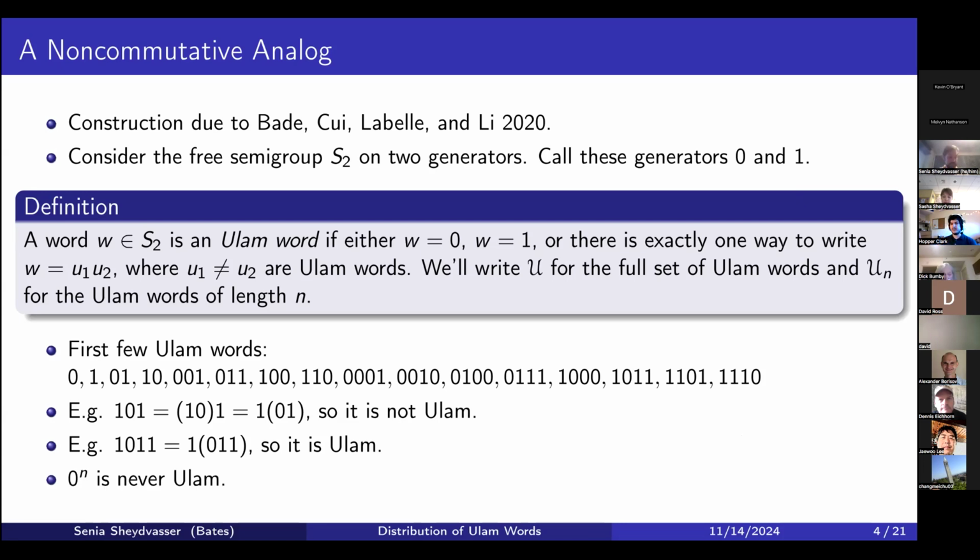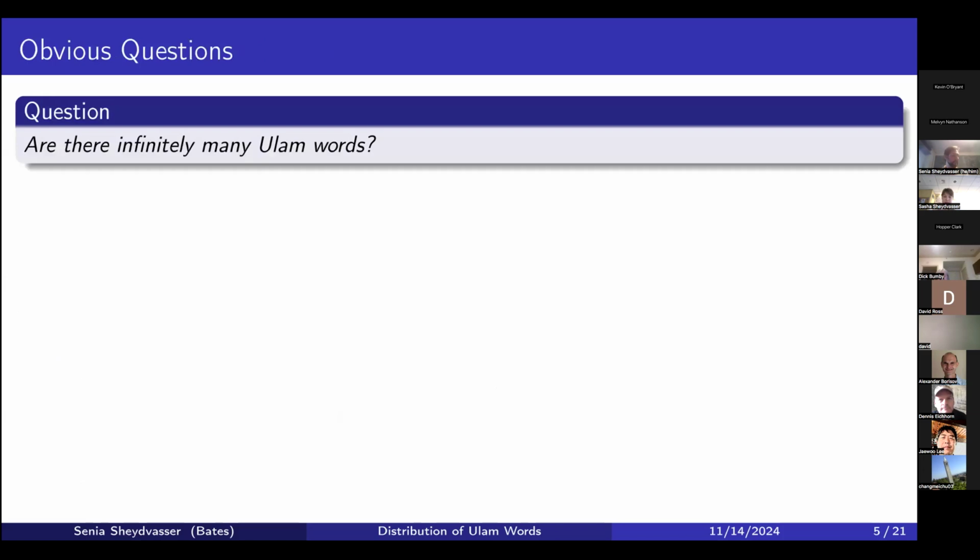I will note that 0 to the n is never Ulam, as another example, as long as n is at least 2. Because there's no way to get 0 0, because that would be 0 times 0, but we need it to be distinct words, which means that there's no way to get 0 0 0, and so on and so forth. I mention this because now let's ask some obvious questions. Let's begin with this. Are there just infinitely many Ulam words?